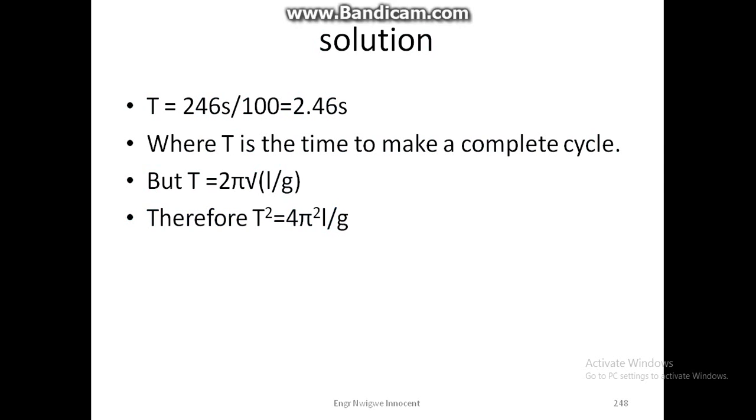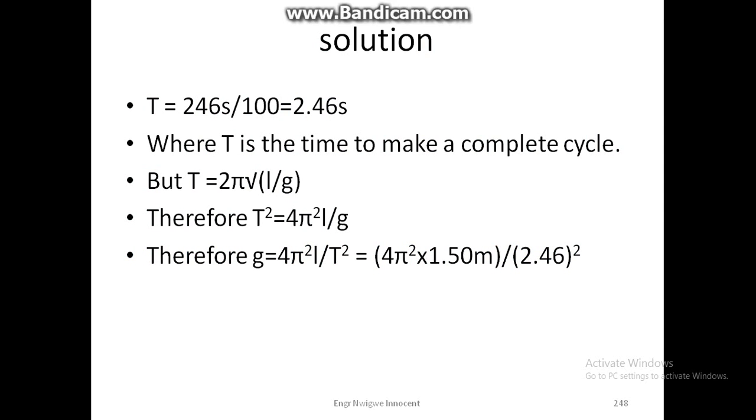Therefore, T squared is equal to 4 pi squared 1 over g. Therefore, g equals 4 pi squared 1 over T squared, which is equal to, in brackets, 4 pi squared times 1.5 meters over, in brackets, 2.46 squared, which we now have as 9.79 meters per second squared.